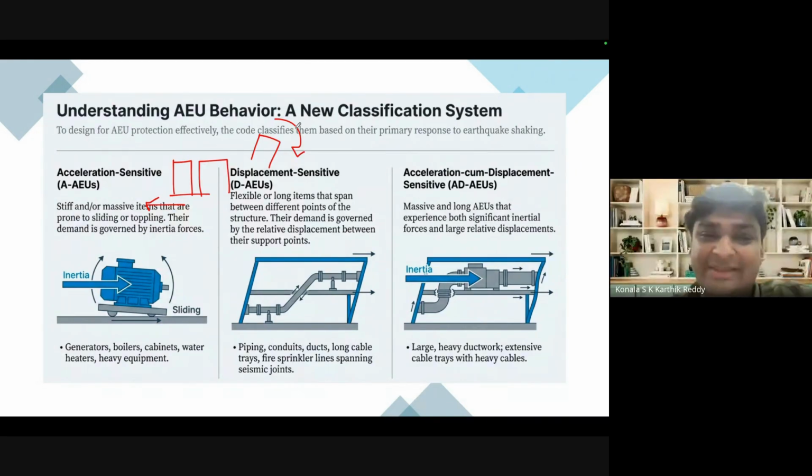Okay, fine. So acceleration sensitive equipments fail by the sliding or toppling mechanism, whereas for displacement sensitive equipments, let us say your pipe is being connected from the bottom story to the top story, there will be some relative displacement between the top and bottom story. This relative displacement will cause a tear in this particular pipe. Got it? Acceleration sensitive equipments are typically rigid and undergo rigid body motions, which means they won't have internal deformations, whereas displacement sensitive equipments are going to have internal deformations.